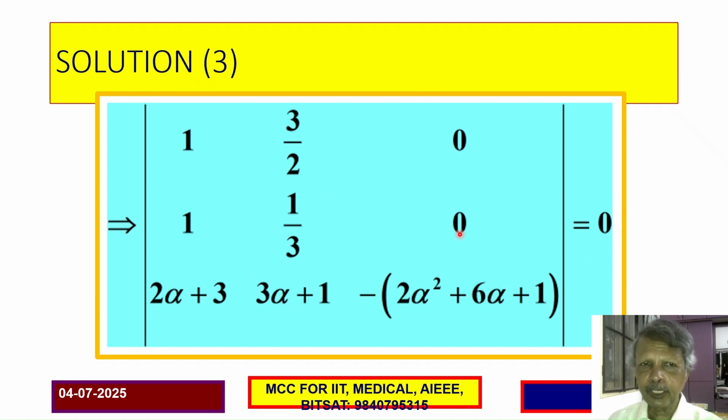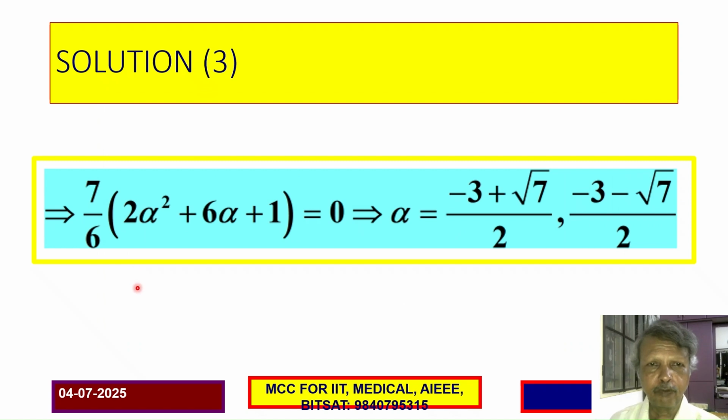Here in column 3 we have two zeros. So it is easy to expand the determinant along column 3. If you do that, then finally you get a quadratic equation, 7 by 6 into 2 alpha squared plus 6 alpha plus 1 equals 0. If you solve this, you can either factorize and solve it, or if factorization is not possible, you can use the quadratic equation formula.